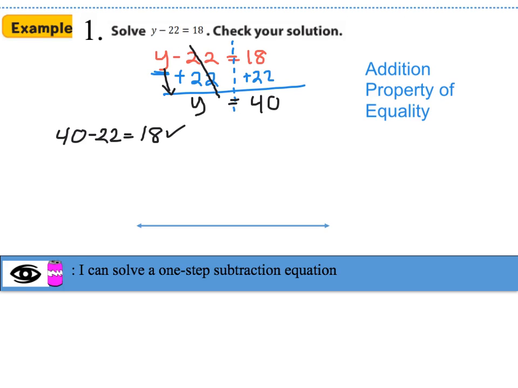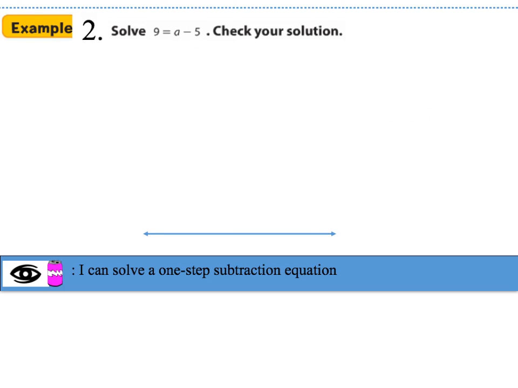So once we do that, let's go ahead and graph this on a number line. We know that we're going to place 0 in the center of our number line, and the solution of 40 is in the positive region, so 40 would be about this region right here. And I'm going to identify it with a solid circle, because 40 is the only number that would make this equation true. For example 2, it says solve 9 equals a minus 5, and then we have to check our solution.